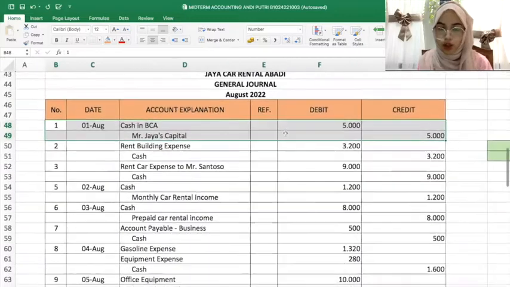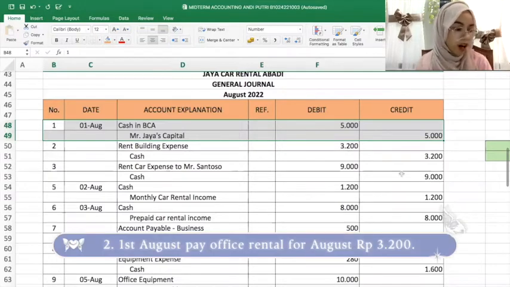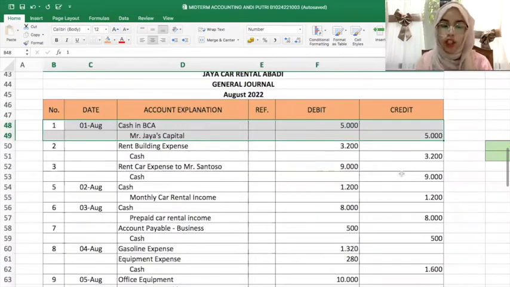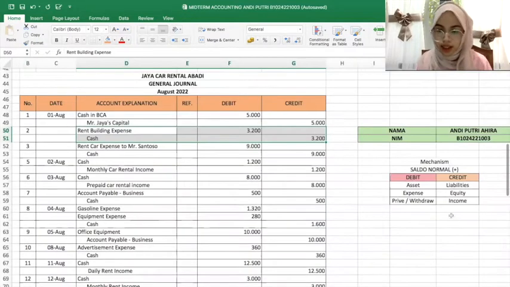For the cash account, you put the nominal on the debit side and the capital on a credit side. For the second transaction on the 1st August, they pay office rental for August for 3,200. There are two accounts here, which are rent building expense because they pay office rental, and cash because they pay for it. Here in the mechanism, expense is on the debit side, so you put the nominal for expense in debit, and cash is in credit. Why? Because when you use the cash, it will be on the credit side.